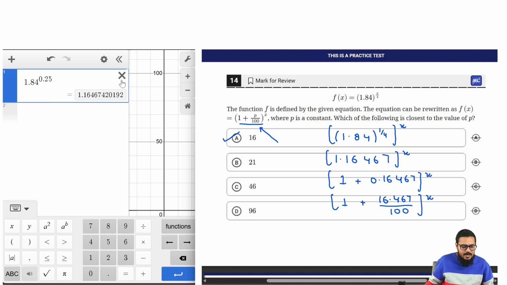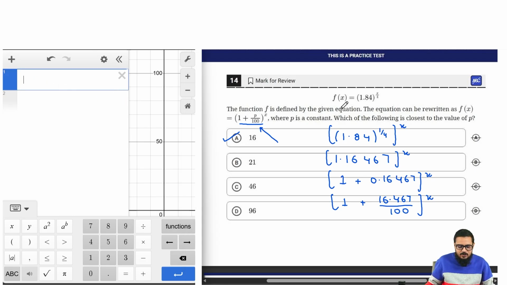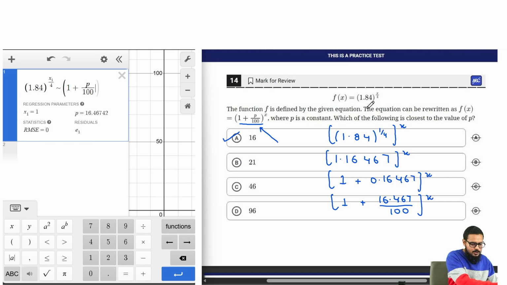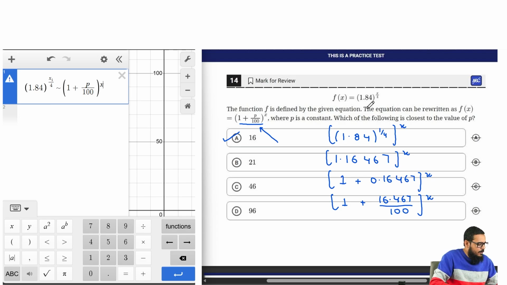But since this is an equivalent expression question, you can always do this question in Desmos. You can start with 1.84 raised to the power x over 4. I think Desmos would be a lot easier way of doing this question. So 1.84 raised to the power x1 divided by 4. Since I will try to regress this for the unknown constant p, I would have to put x1 and then the regression symbol, and then inside you're going to put 1 plus p divided by 100 and then whole power x. So I'm going to put just a power of x right at the top, x1.